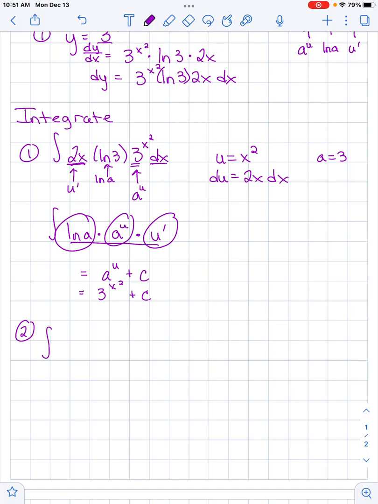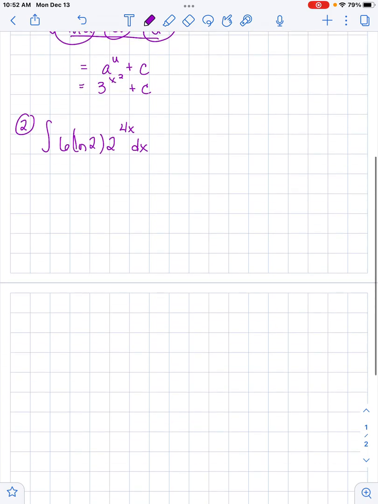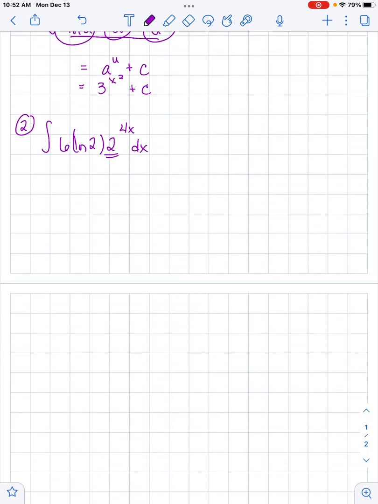Let's see if we've got 6 ln 2 and then times 2 to the power of 4x dx. Okay, I can see this is an exponential, so I'm looking for all three of those parts. First things first, I know that a is going to be 2 because that is the base of this exponential. So a is 2 in this case. u is the exponent, and u is 4x, so du is 4 dx.